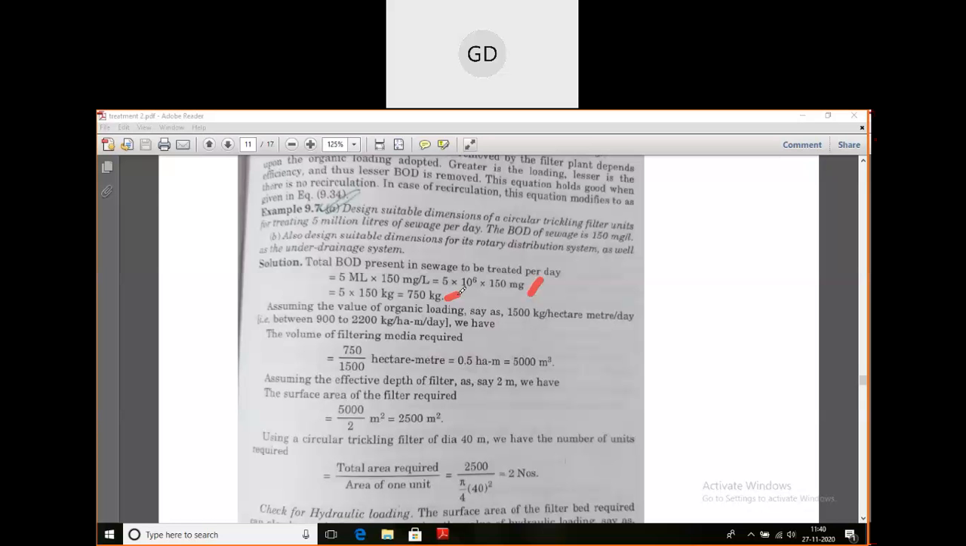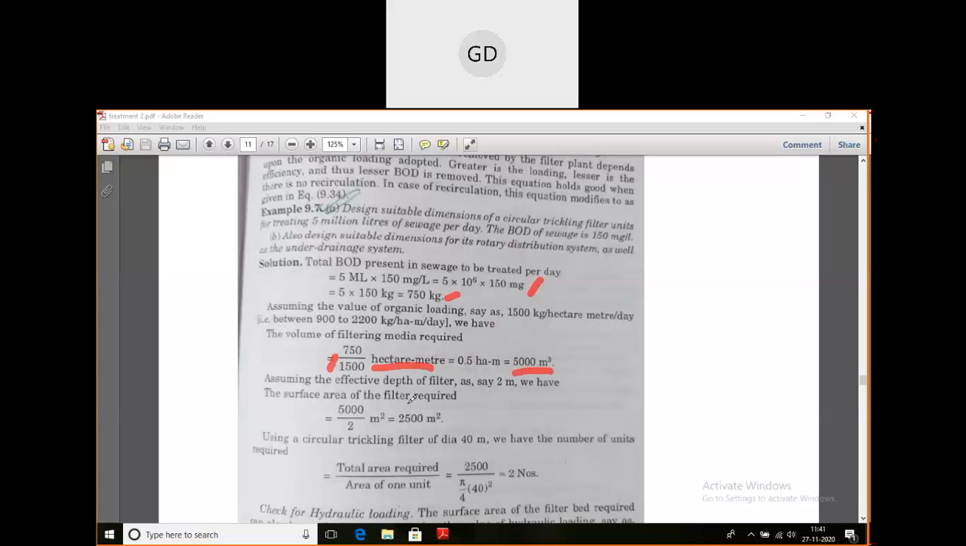Just now we discussed why we have to assume organic loading: because we need to find out the volume of the filtering media. Since you have assumed the organic loading value, you can easily find the volume of the filtering media. The formula is total BOD divided by organic loading, which is in hectare meter. So you have to convert hectare into meter square. Finally, after converting, you get 5000 meter cube.